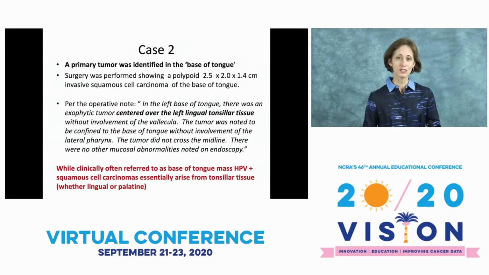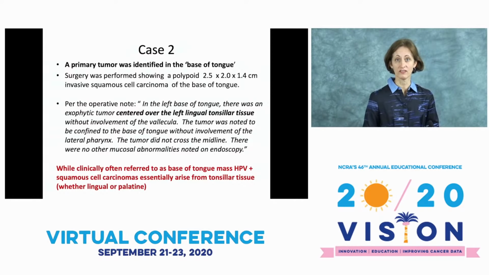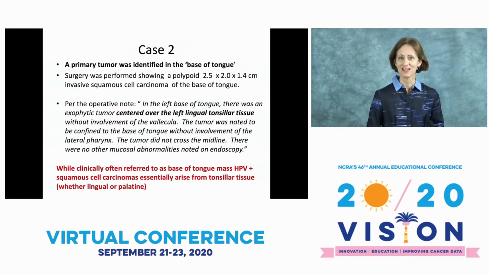But it's very important to know that we talk about the base of tongue as a general regional site, and if we read the operative note, in the left base of tongue, there was an exophytic tumor centered over the left lingual tonsillar tissue. It did not involve the vallecula. The tumor was noted to be confined to the base of tongue without involvement of the lateral pharynx, and the tumor did not cross midline. There were no other mucosal abnormalities noted on endoscopy. So when we talk about base of tongue, in fact, we're talking about an area that includes the lingual tonsil, and that in fact is where the HPV tumors clinically arise.